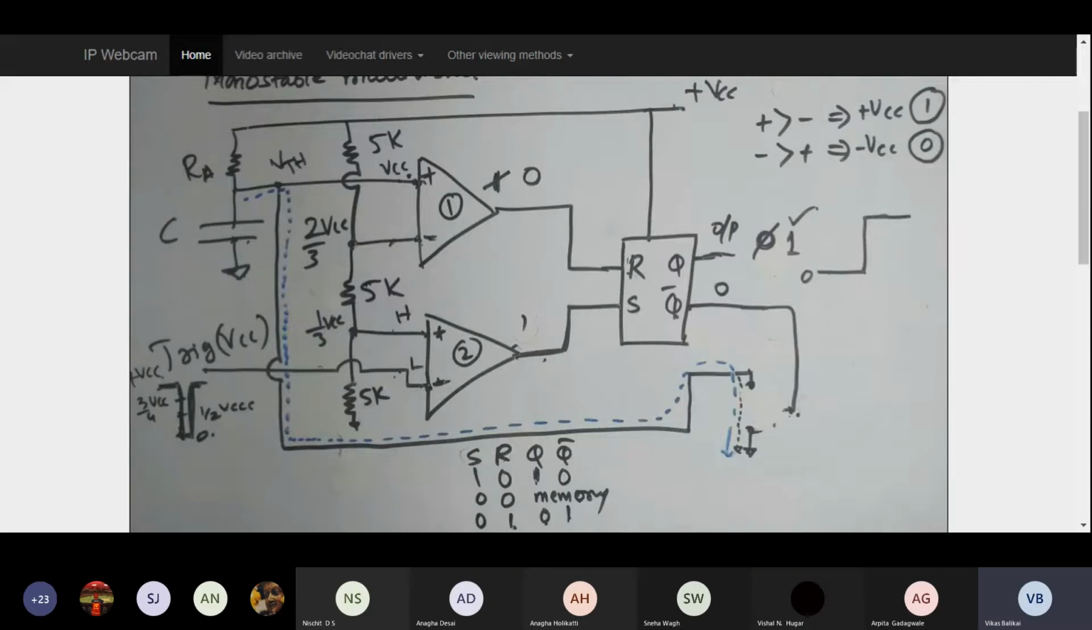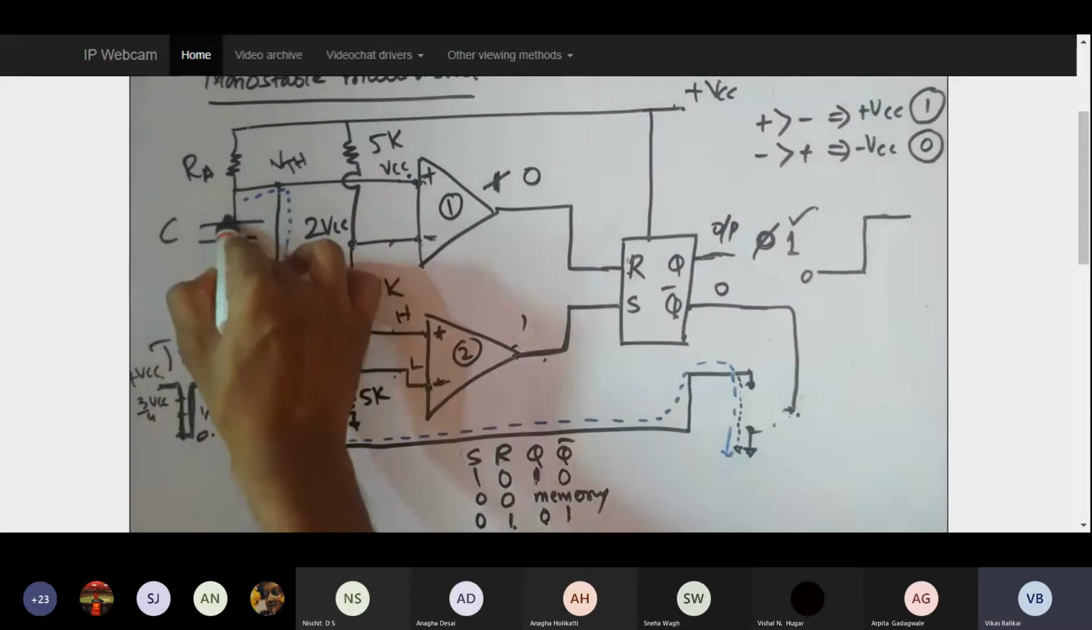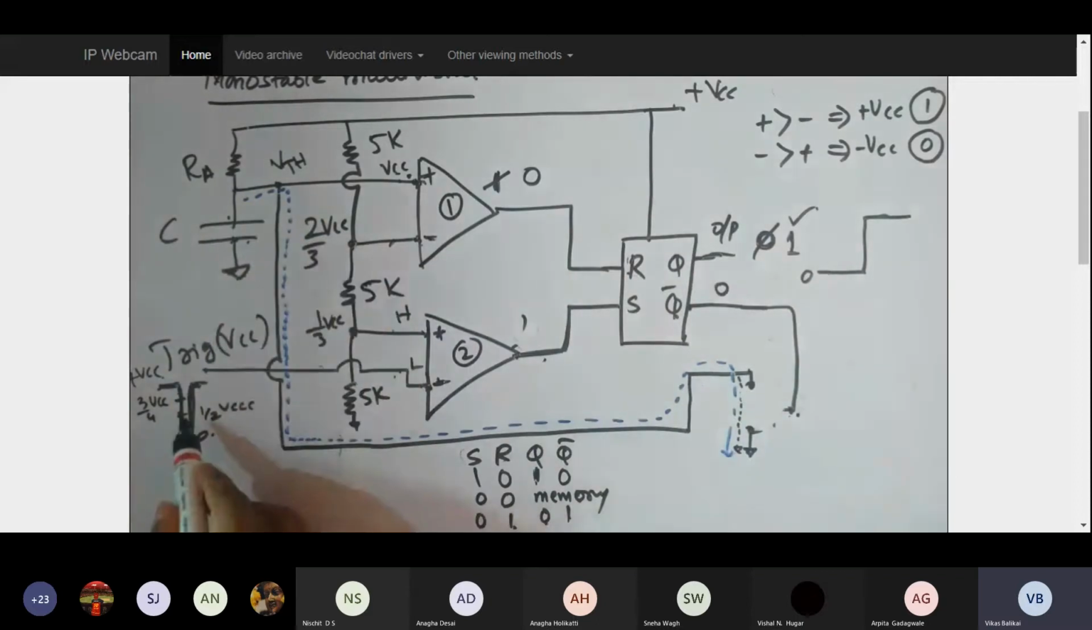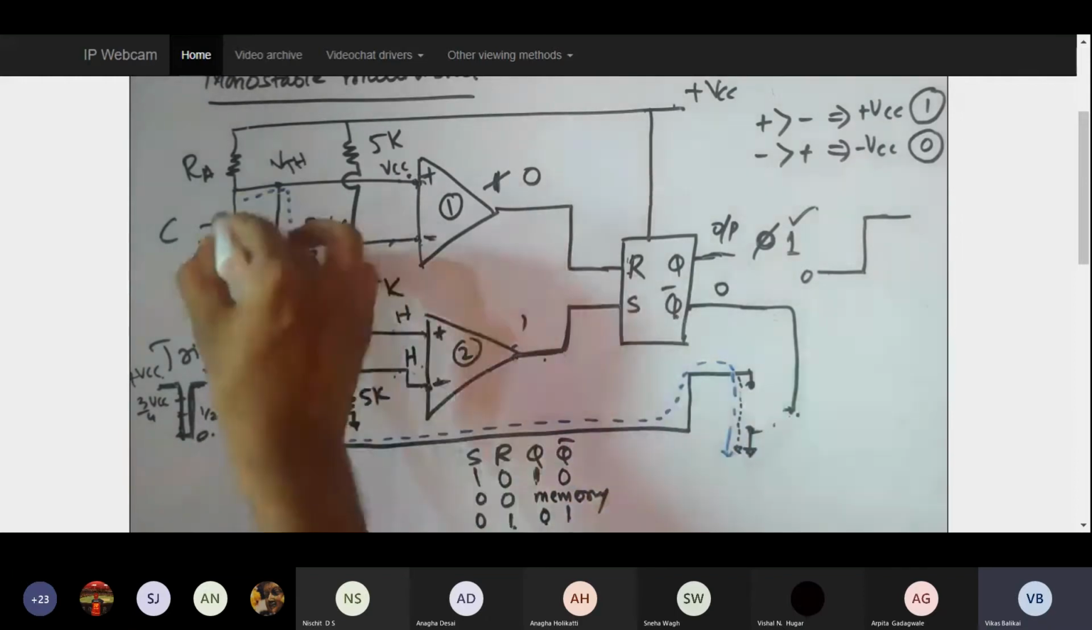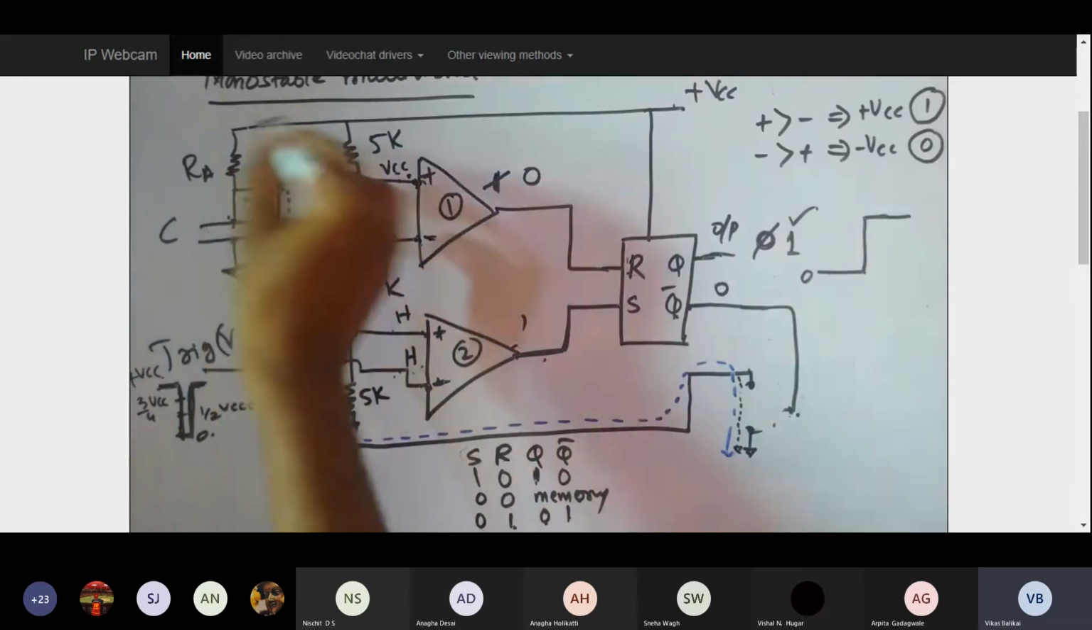Now once this capacitor is charged, the same cycle is going to repeat. Now let's try to understand what is going to happen. The trigger is at 1. So this is at the highest potential and the capacitor is still charging. This capacitor will be of a larger value. So the capacitor is still charging.